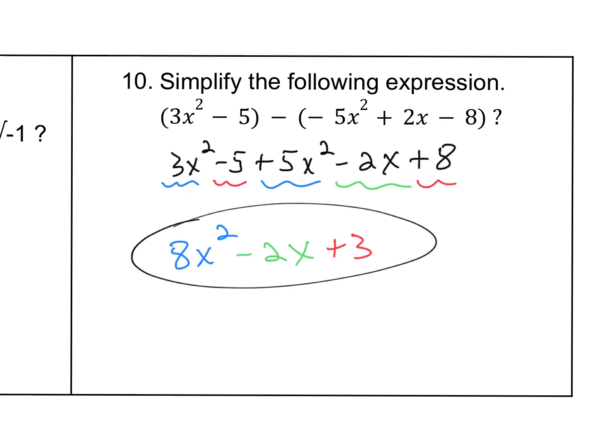Then I start looking for my like terms. Of course, the x squared, we have a 3 and a 5. That's 8x squared. Then my next term would be x to the 1 power. So minus 2x, that's the only one, so minus 2x. And then my constants, I have a -5 and an 8. And -5 plus 8 is 3. So this would be how you would simplify that expression.